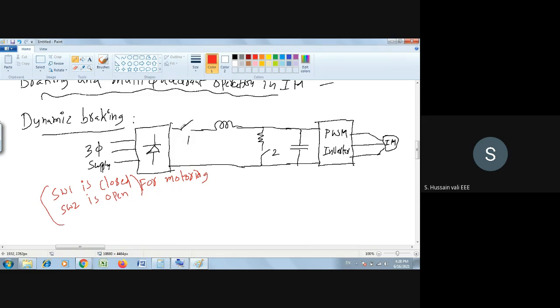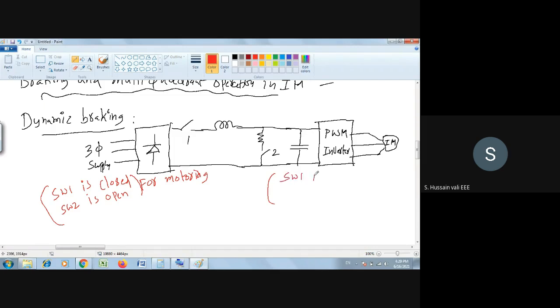So when the switch is closed here, this three-phase supply after the rectification will go directly to the capacitor, because switch two is open. So this DC will be converted into AC using the PWM inverter. So the supply is going from source to the load. That's motoring. Now for the braking condition, you open switch one.